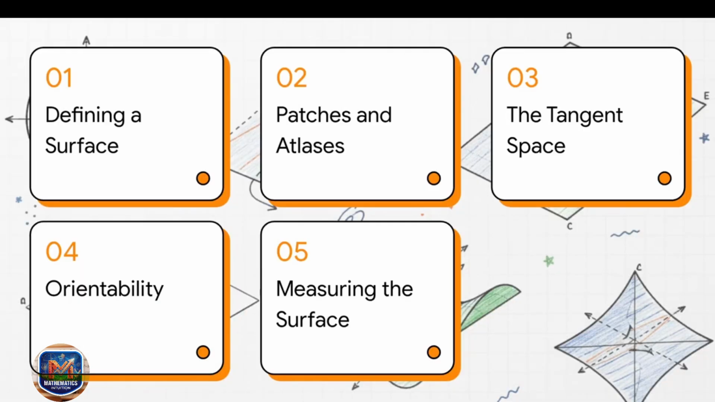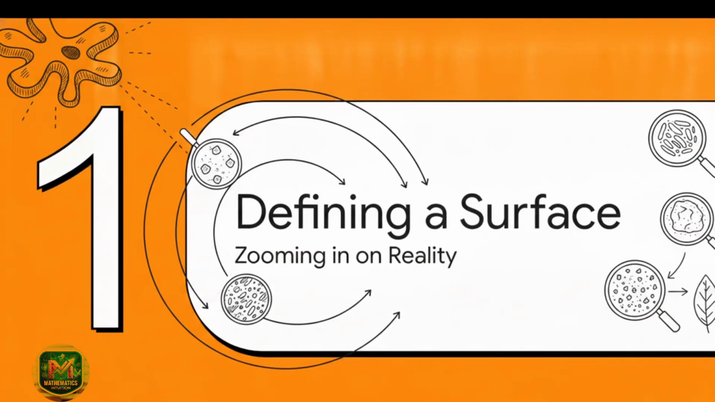So here's our roadmap for today. First, defining a 3D surface. Second, patches and atlases. Third, the tangent space. Fourth, navigating orientability. And finally, measuring the surface. Let's get to it. Part 1, defining a 3D surface.